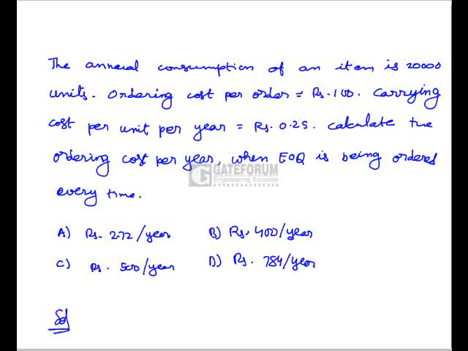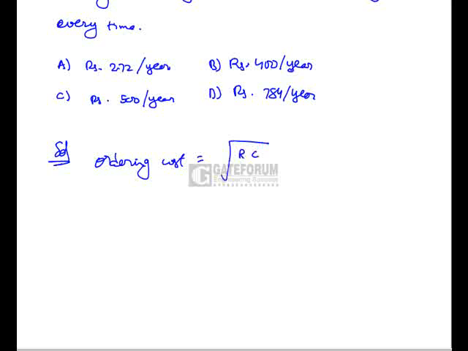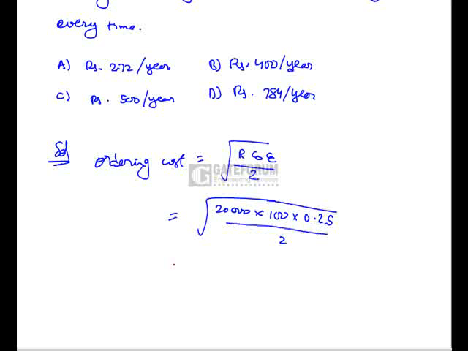Here the ordering cost is given by root of 2 R C0 CC by 2, where R is the annual consumption or annual demand, that is 20,000 units per year, C0 is the ordering cost and CC is the carrying cost per unit per year. So here R is equal to 20,000, the ordering cost is 100, and it is 0.25 by 2, which gives a value of 500 rupees per year. So in the options, the right option is C. C is the right answer.